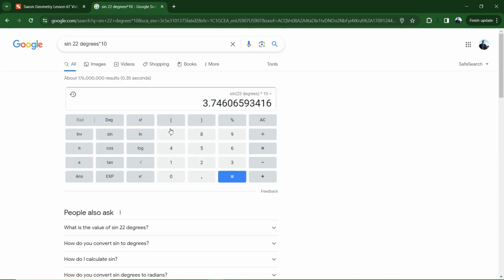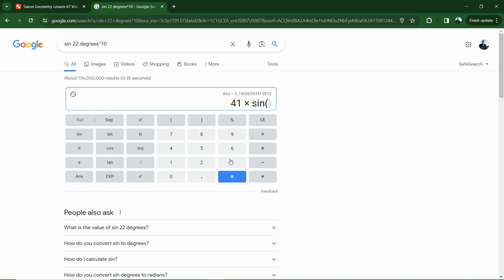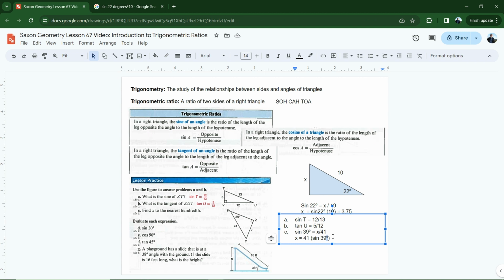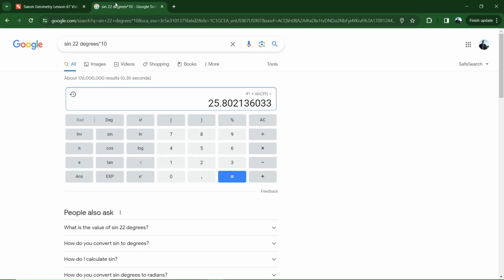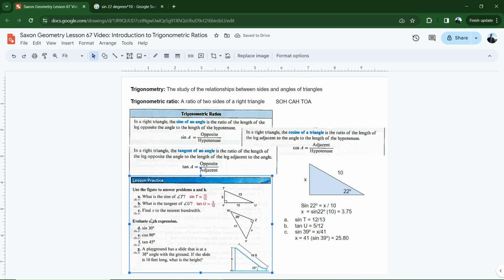41 times the sine of, is it 39? Yeah, 39, and I'm in degree mode in this calculator, not radian mode. Radians is just another way of measuring angles. We're going to use degrees instead. I get 25.8 to the nearest tenth. To the nearest hundredth, is it 0.80? It is 0.80. Let's just see if we get this one right here. Let's see. I don't remember where the answer was. There it is. Boom. All right.